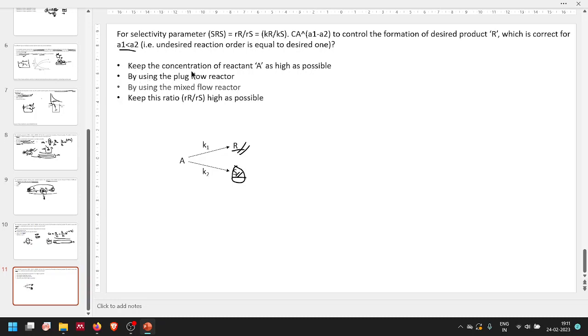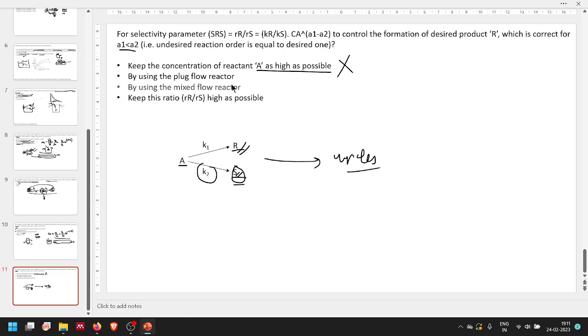The first statement is to keep the concentration of reactant A as high as possible. This might create problems, since the order of reaction of the undesired product is very high, it has a very high dependence on the concentration of A. Because of this, if you keep the concentration of reactant A as high as possible, this might backfire and the outlet stream can contain very high amounts of undesired product. Because of this, this is false. This is a wrong scheme because a high concentration of reactant A would only help in the formation of the undesired product.